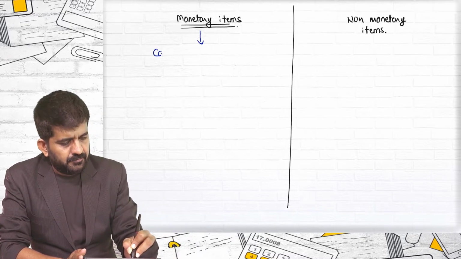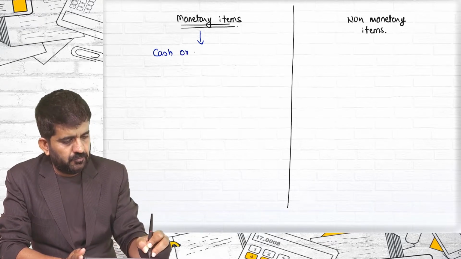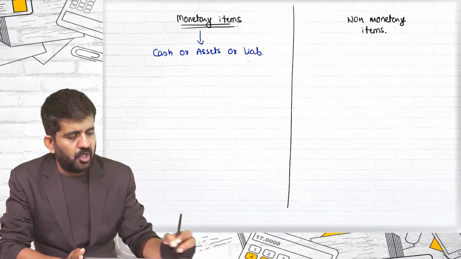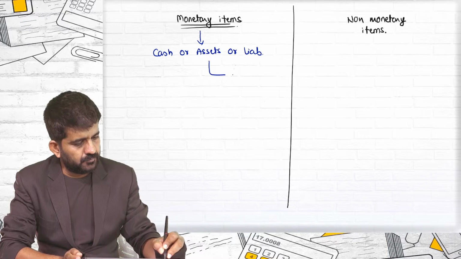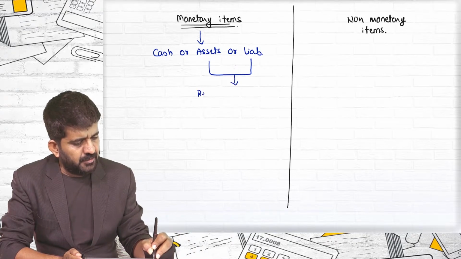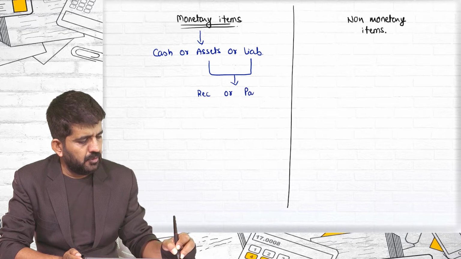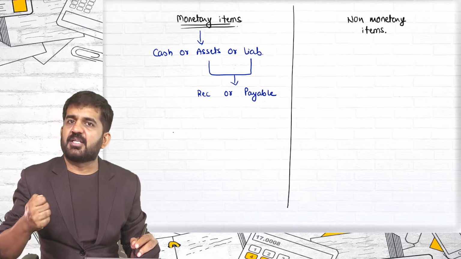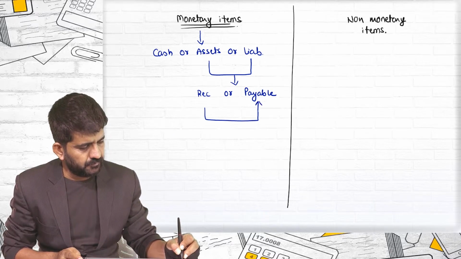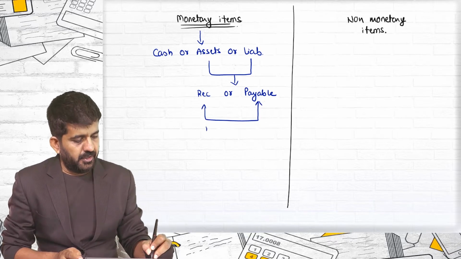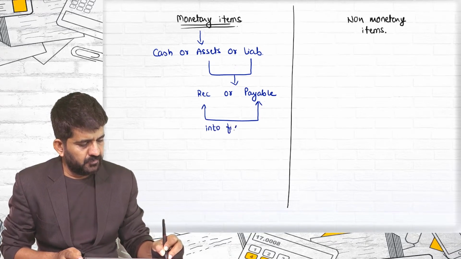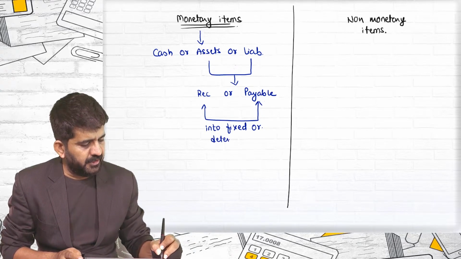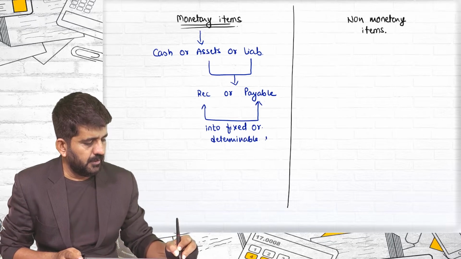Monetary items are cash or assets or liabilities which are receivable or payable. If it is an asset, it will be receivable, and if it is a liability, it will be payable, into a fixed or determinable amount.